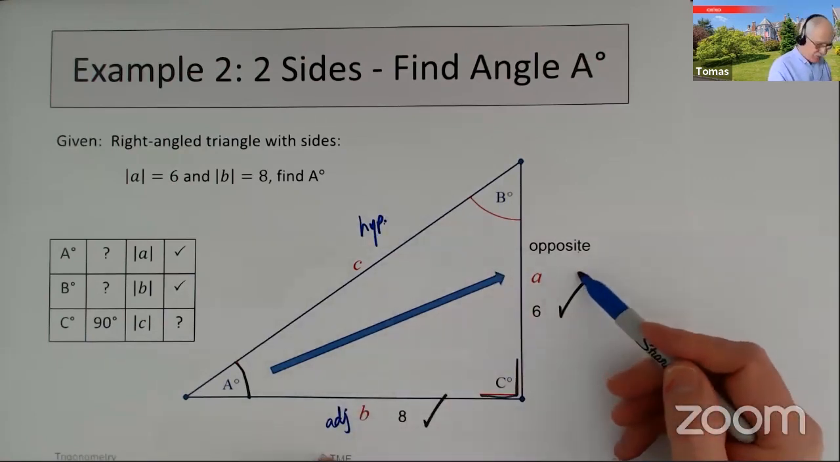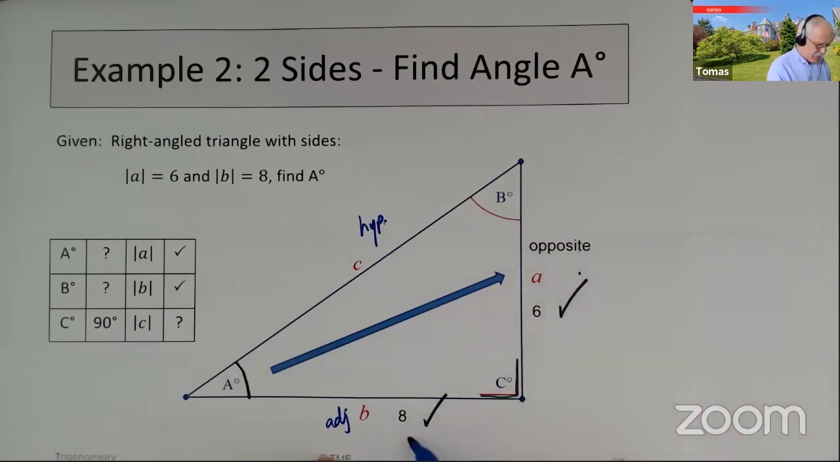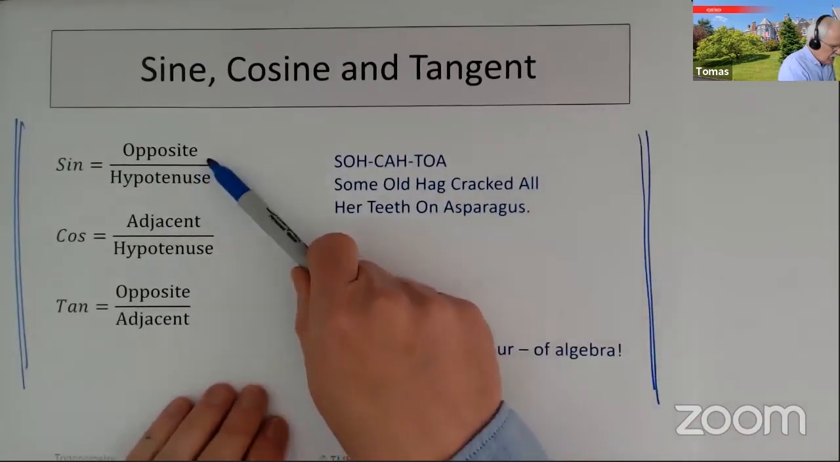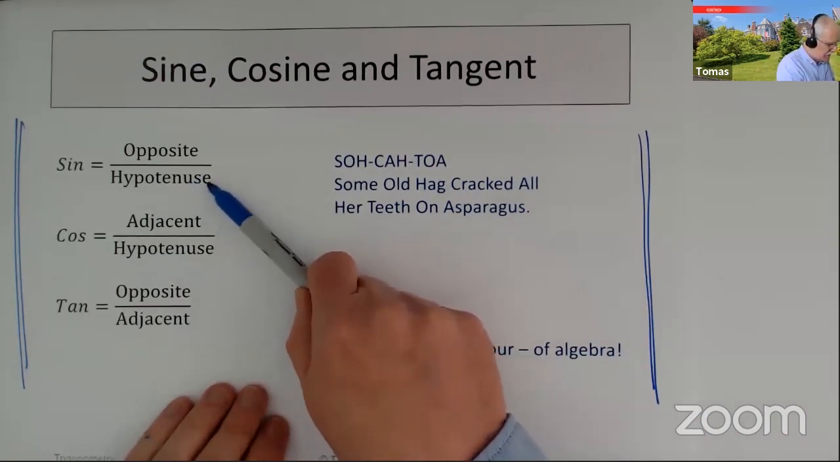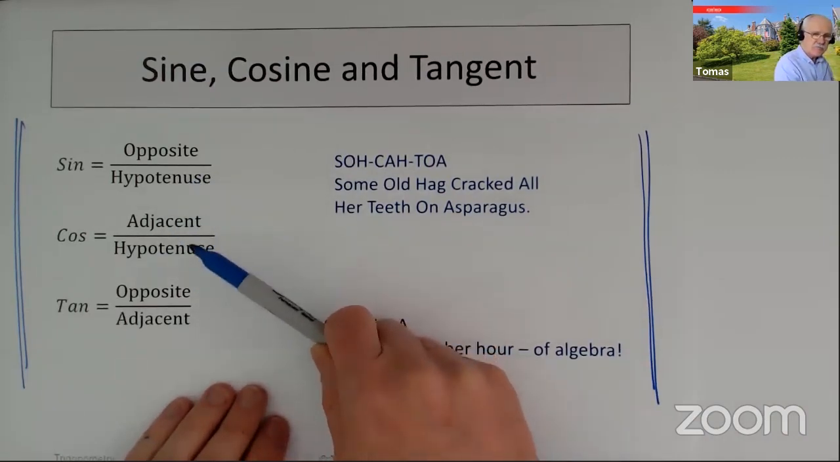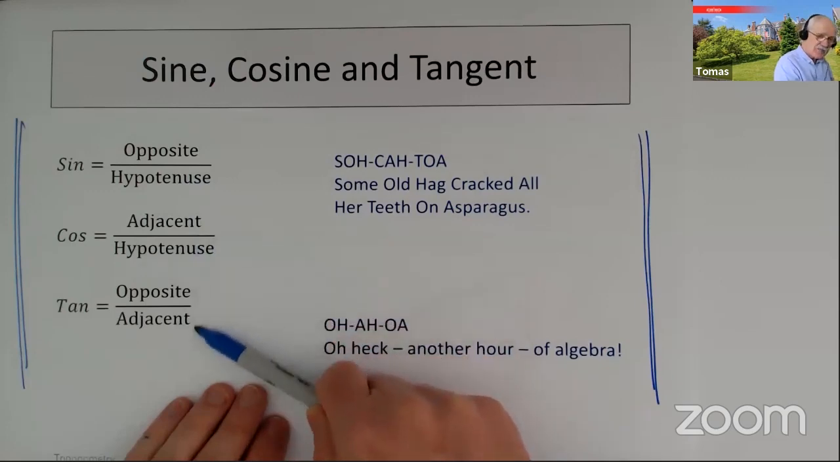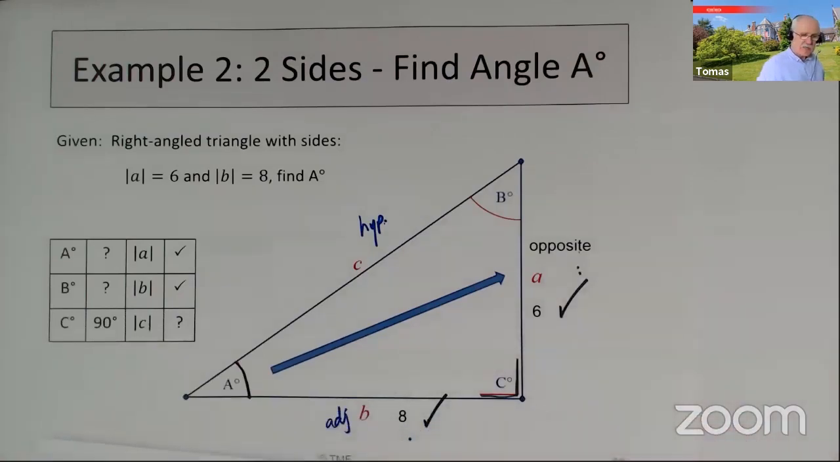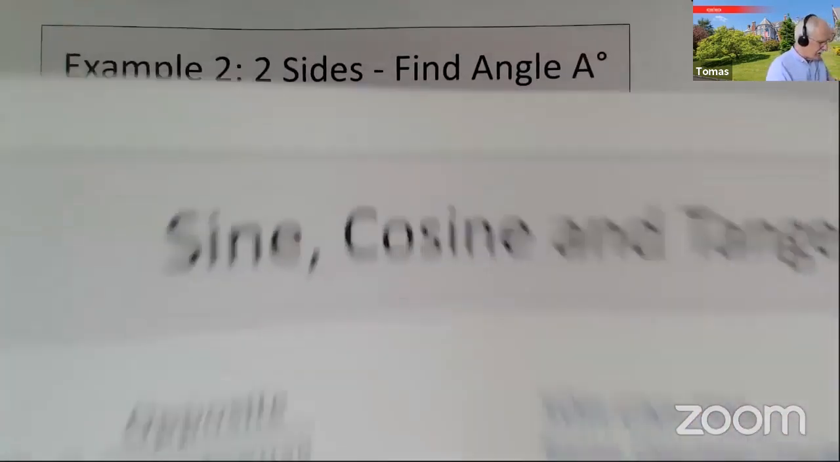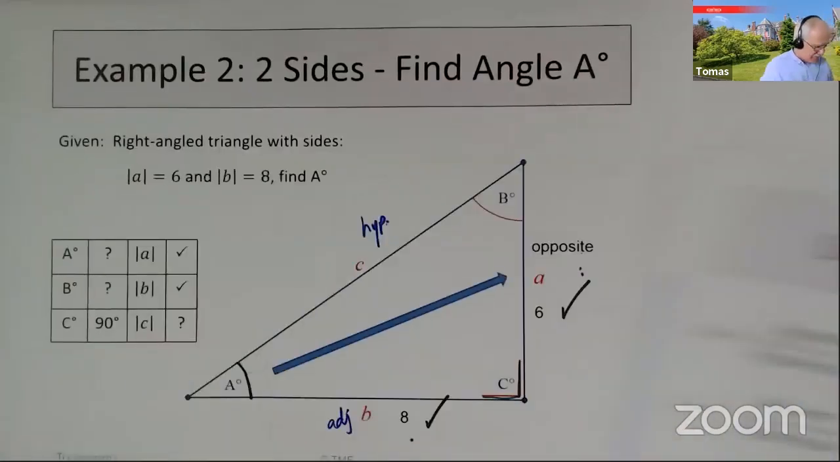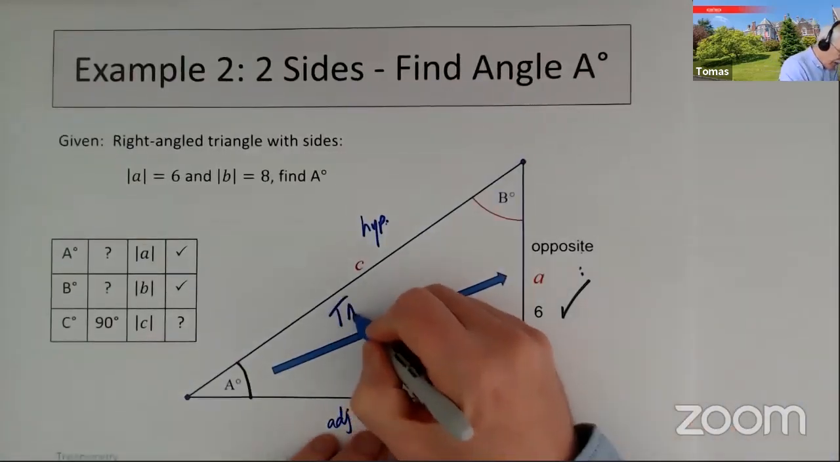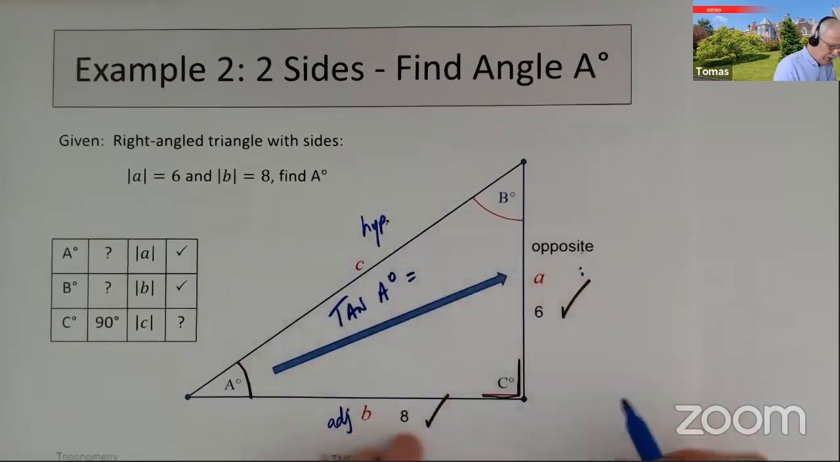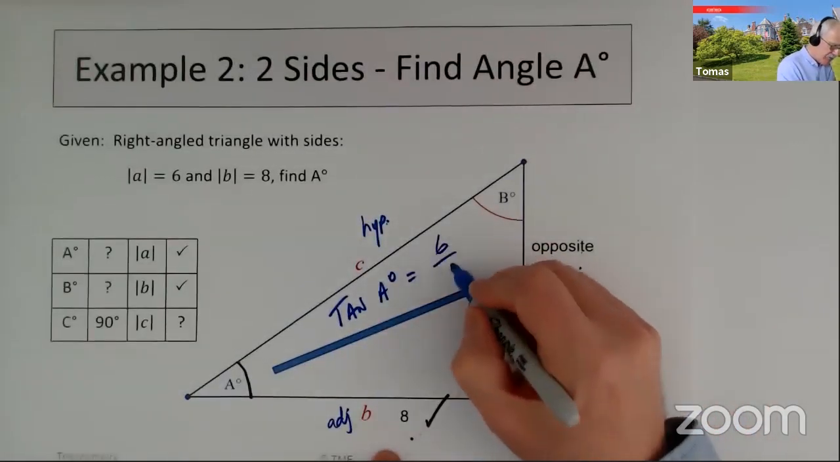But I know the opposite, and I know the adjacent. So I know the opposite is 6, and the other is 8. So if I go back here, opposite and hypotenuse, I don't know the hypotenuse. Adjacent and hypotenuse, don't know the hypotenuse. But opposite and adjacent, I know this one. I know the opposite is 6, and I know the adjacent is 8. So I know that the opposite over adjacent, which is tan of A, is opposite over adjacent, 6 over 8.